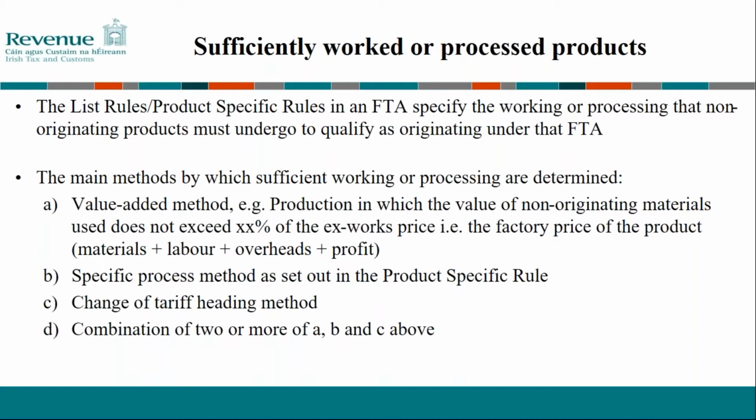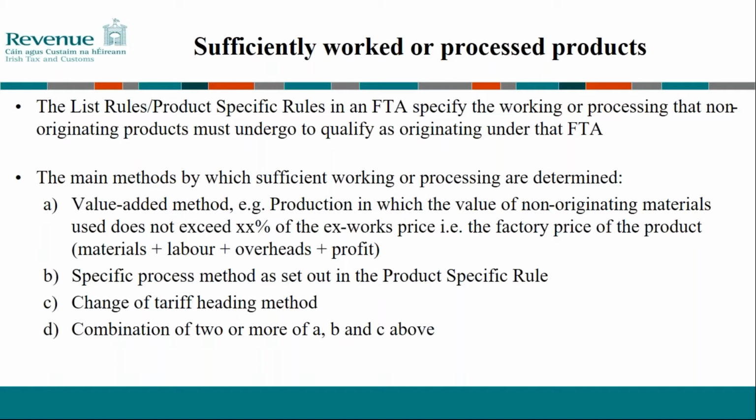A change of tariff heading then means processing that changes the commodity code of the product from one heading to another. So for example, the raw hide that's been manufactured into shoes will change the commodity code itself. And finally, you can use a combination of value added, specific process, and the change of tariff heading methods.